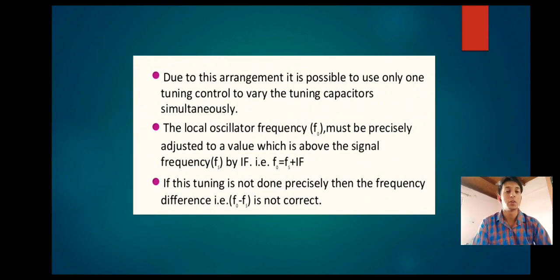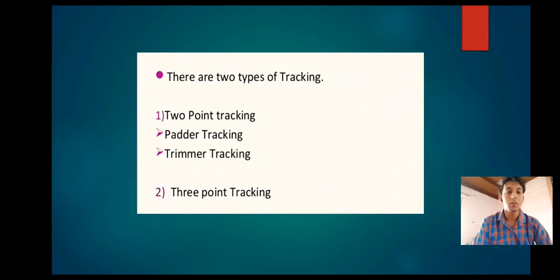The local oscillator frequency f0 must be precisely adjusted to a value which is above the signal frequency fs. That is, f0 is equal to fs plus IF. If this tuning is not done precisely, then the frequency difference, that is f0 minus fs, is not correct. There are two types of tracking. First is 2-point tracking, second 3-point tracking. In the 2-point tracking, there are two subtypes, that is padder tracking, trimmer tracking.